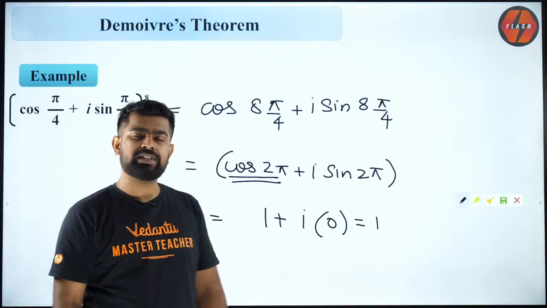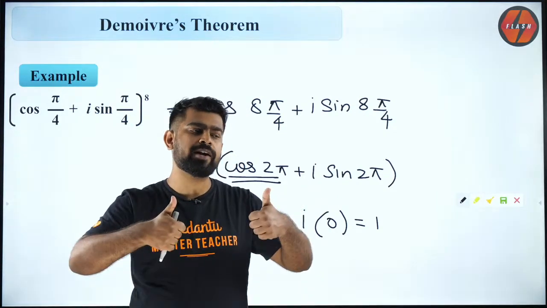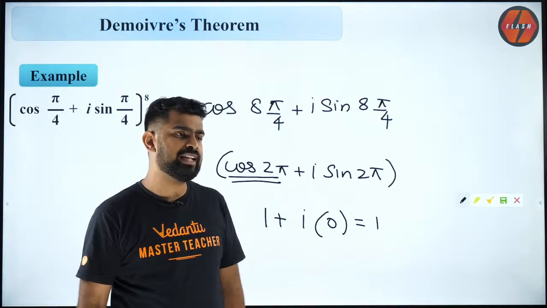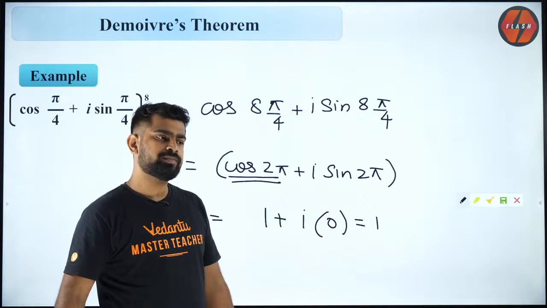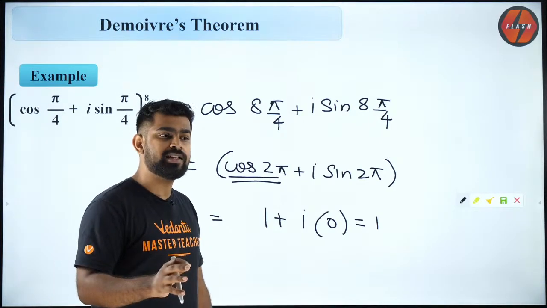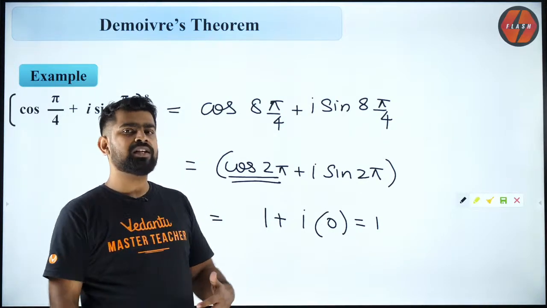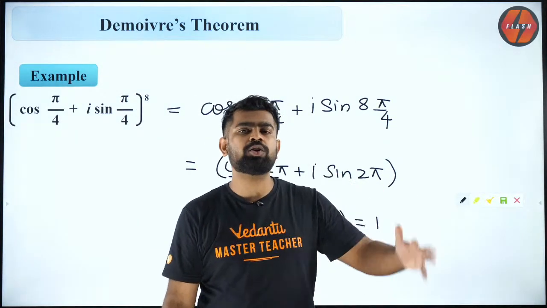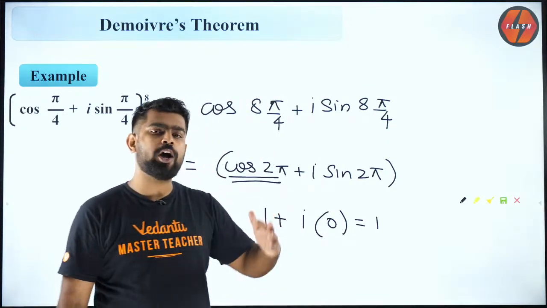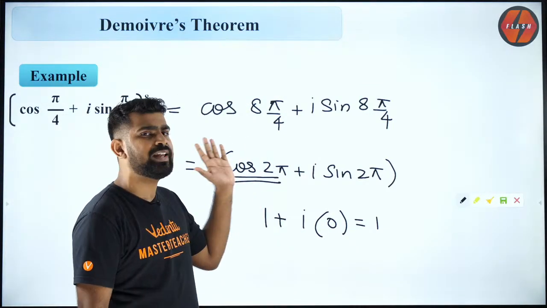Are you all clear with that, guys? Everybody got it? So shall we move forward quickly? Done? That's it, as simple as that. Do you see the power of de Moivre's? So de Moivre's theorem is similar to your Euler's form. So in Euler's form also you can do this question very fast.